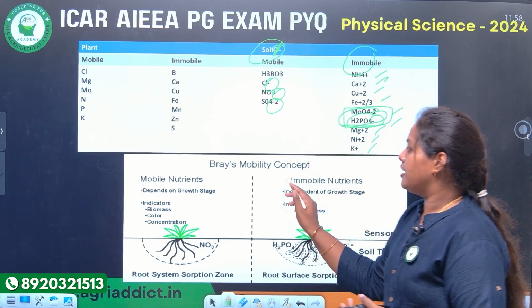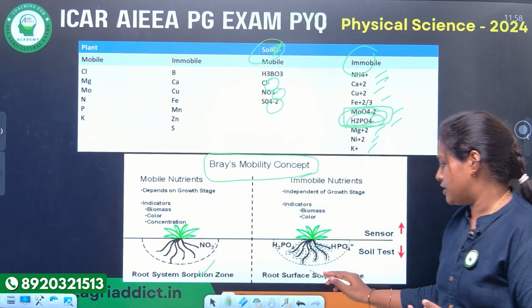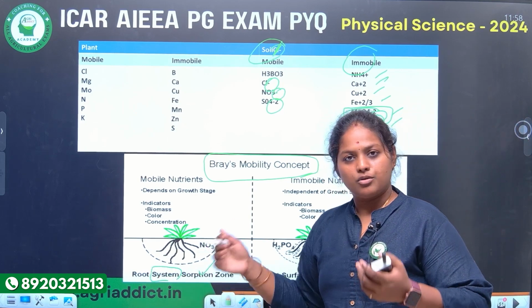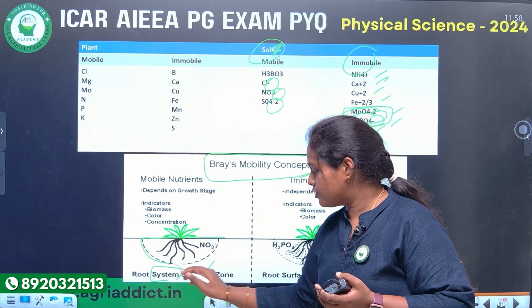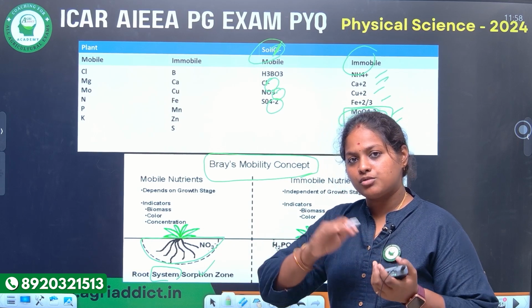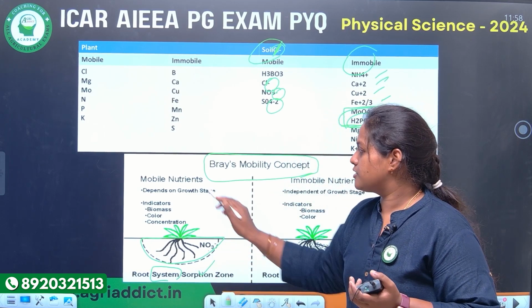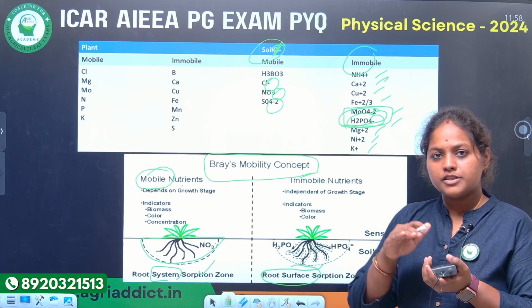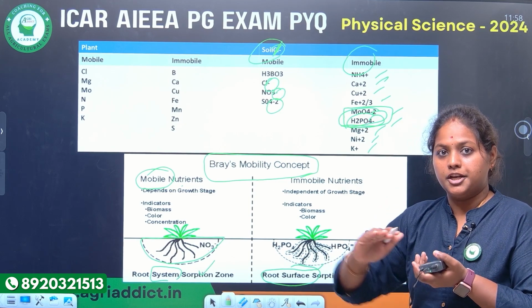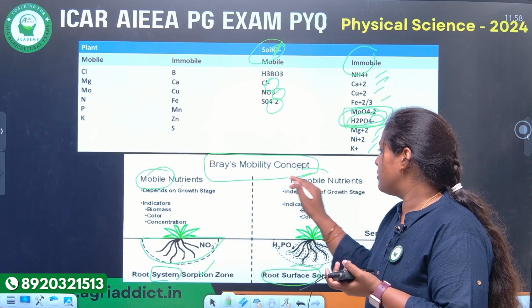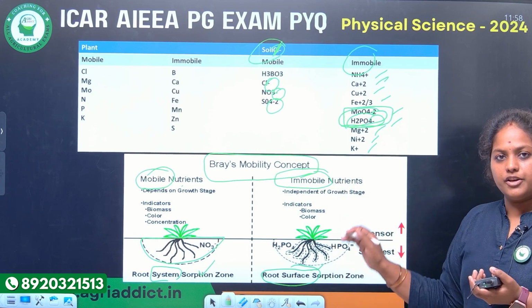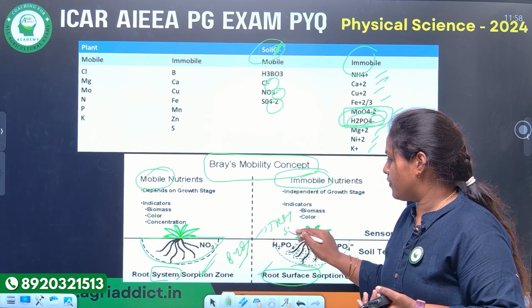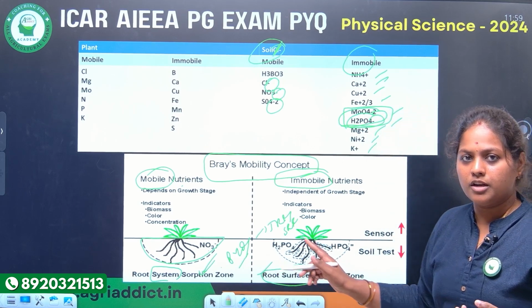In addition to this, in Bray's mobility concept, we will come across two terms: root system sorption zone and root surface sorption zone. From the name itself we can understand, root system means the root system along with the adjacent portions of soil, this whole zone. Which type of elements can we find here? Along with the root surface, the soil also is involved, that is mobile elements. In the case of mobile nutrients, the root system sorption zone is active. When we see the root surface sorption zone, the nutrient is restricted to the surface of the root. It is not mobile in the other parts of the soil. That means these are immobile nutrients, associated with the root surface sorption zone. These two are very important. In PYQs also you can find them, whether JRF or SRF I do not remember clearly, but these two terms are very important in Bray's mobility concept.